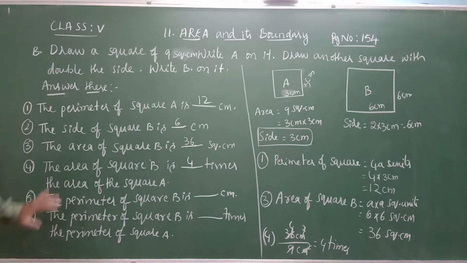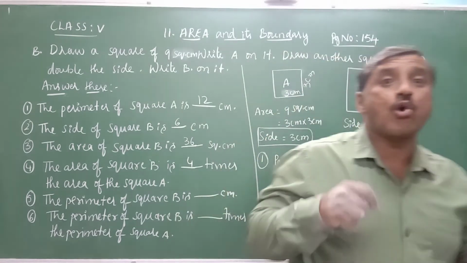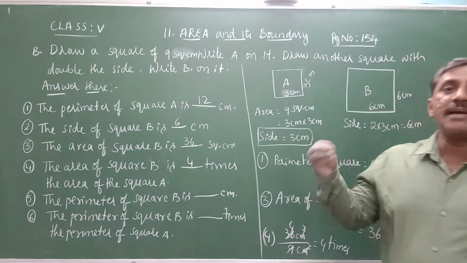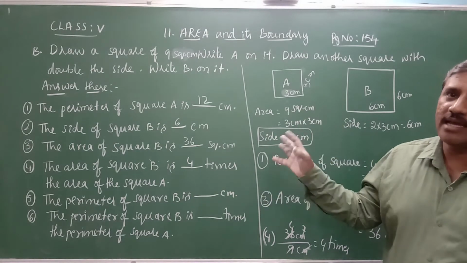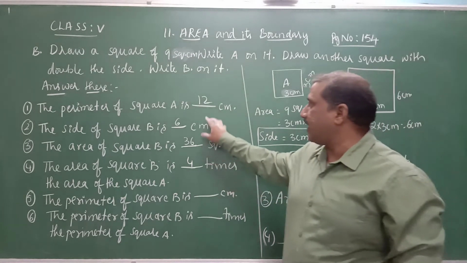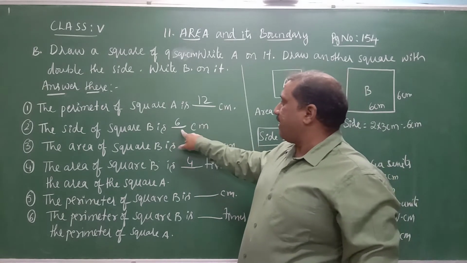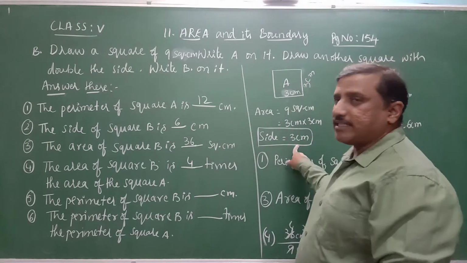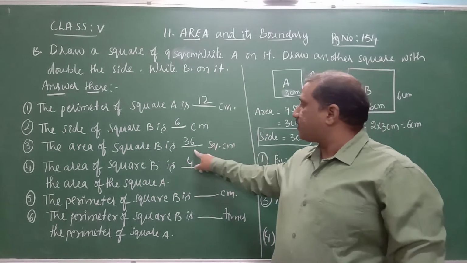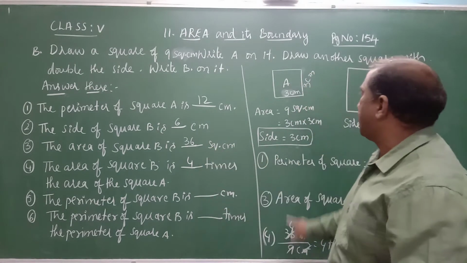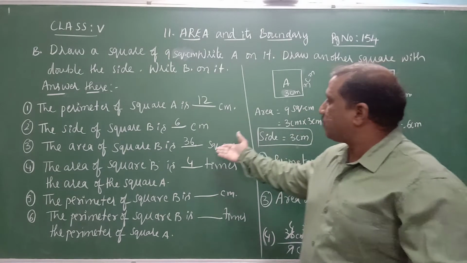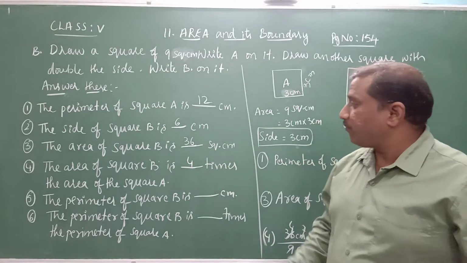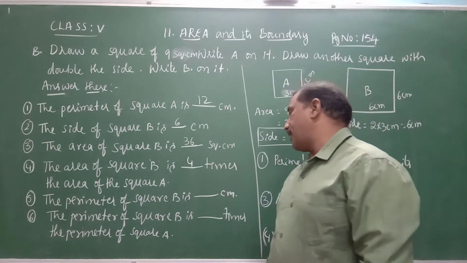So what can we say? When the side of a square is doubled, the area will become 4 times. When the side is increased by 2 times, the area will be increased by 4 times. See here. The side of square B is 6 centimeters, which is double 3 centimeters. Area of square B is 36 square centimeters. Area of square A is 9 square centimeters. That is, area of square B is 4 times the area of square A.